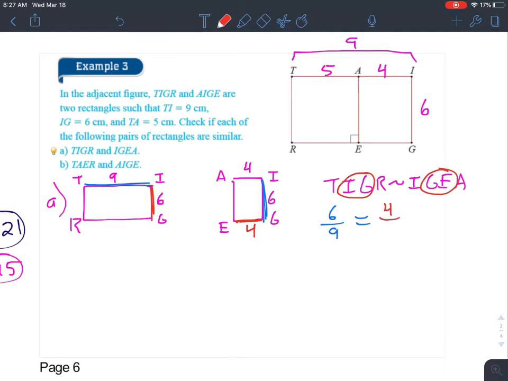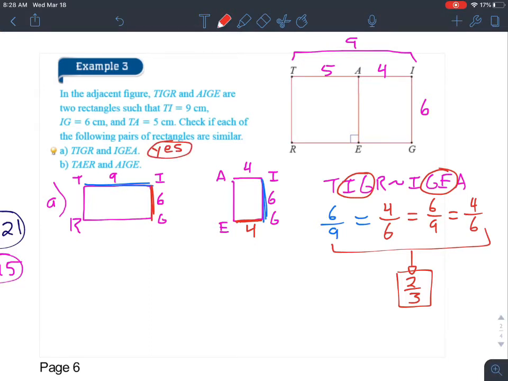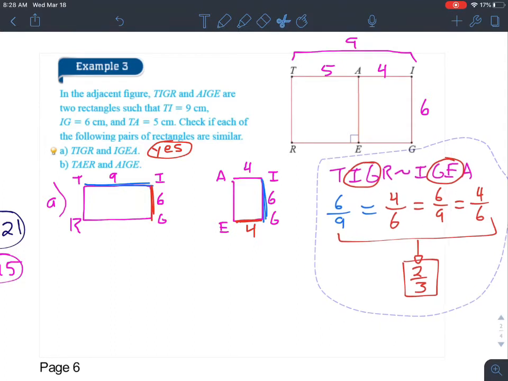So then if we do the second divided by the first, that's 4 divided by 6. And since these are rectangles, we don't need to check the other two pairs of sides because they would have been the same ratios. It would have been 6 and 9 again, and it would have been 4 and 6 again. And what I see is that all of these, if we were to simplify, they all become 2/3. And since they are all going to be the same ratios, that means then that for part A, yes, those two rectangles are indeed similar.